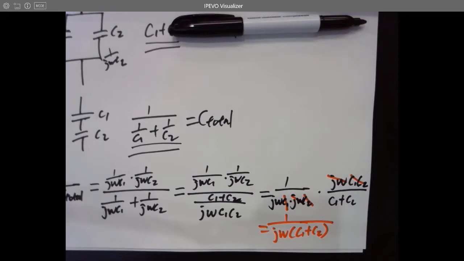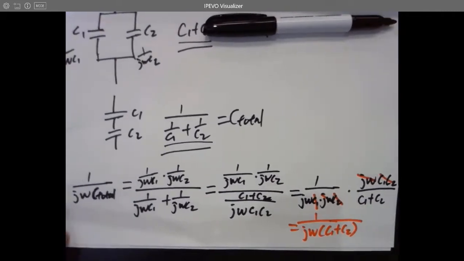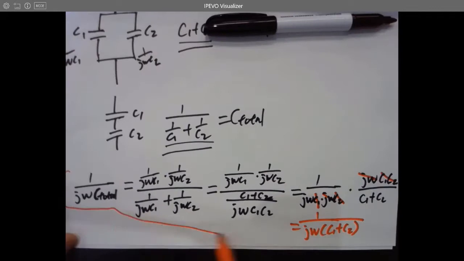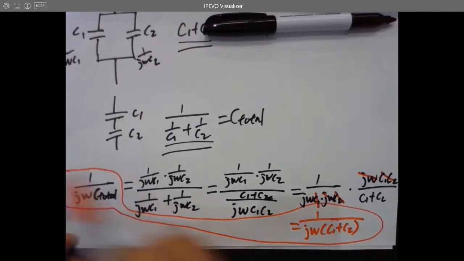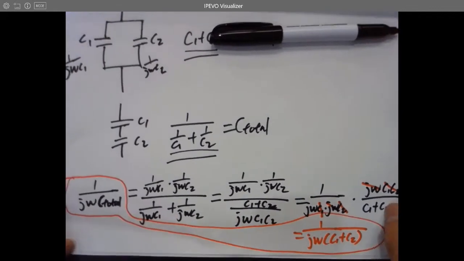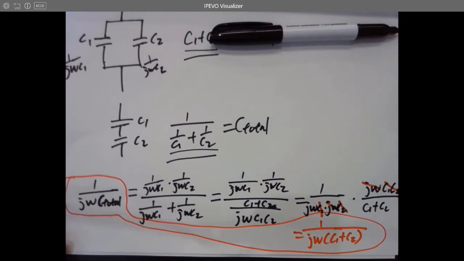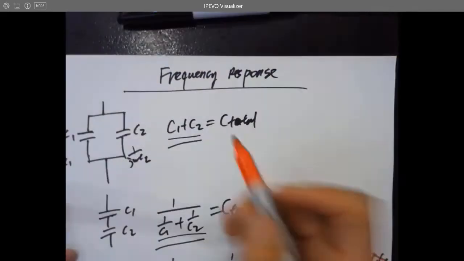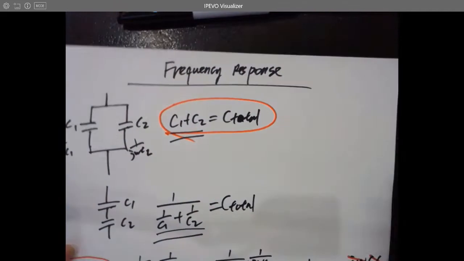Okay, did I make any mistake anywhere? Nope. So compare these two equations. Let me know what is C total. It simply just replaced C total here with C1 plus C2. That's why this makes sense.